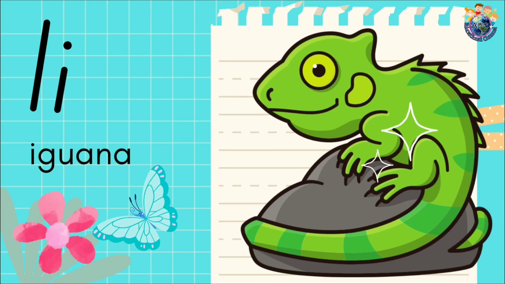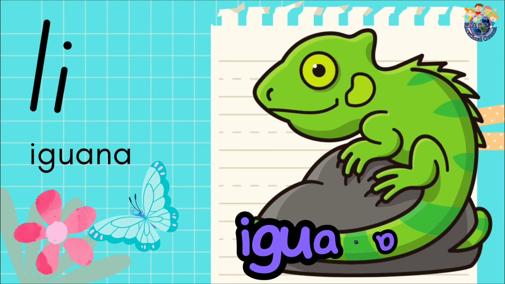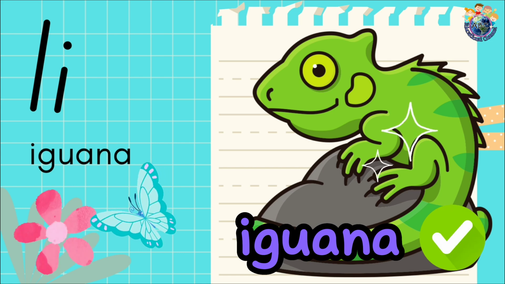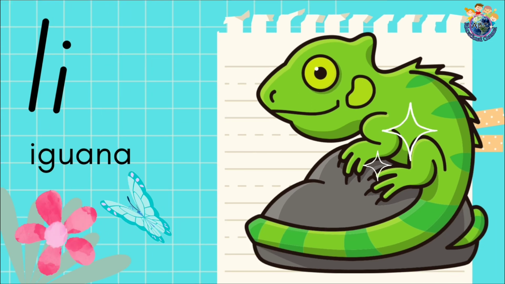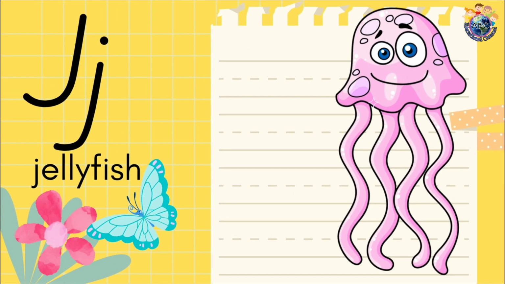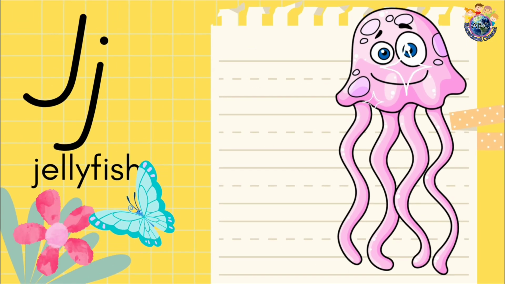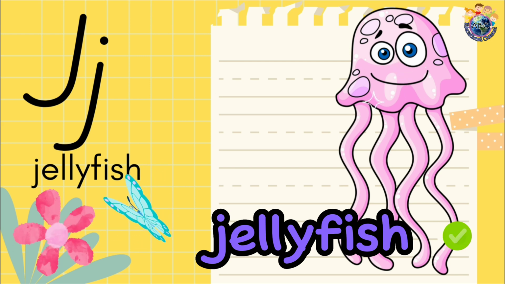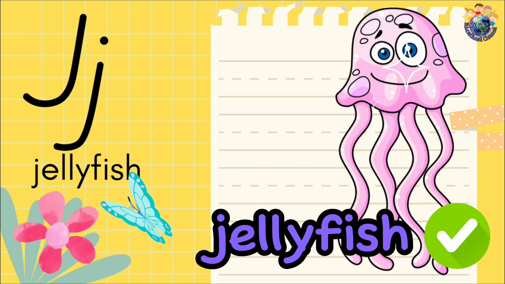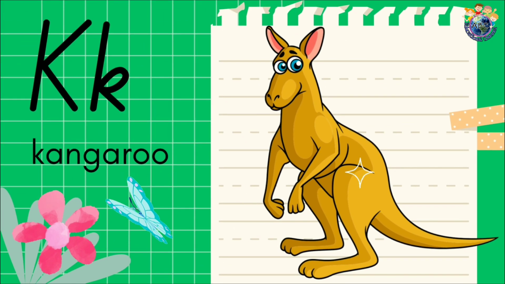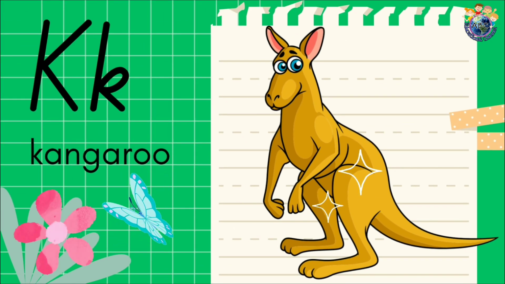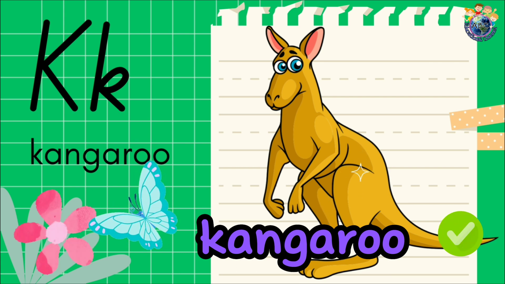I is for iguana. Iguana. J is for jellyfish. Jellyfish. K is for kangaroo. Kangaroo.